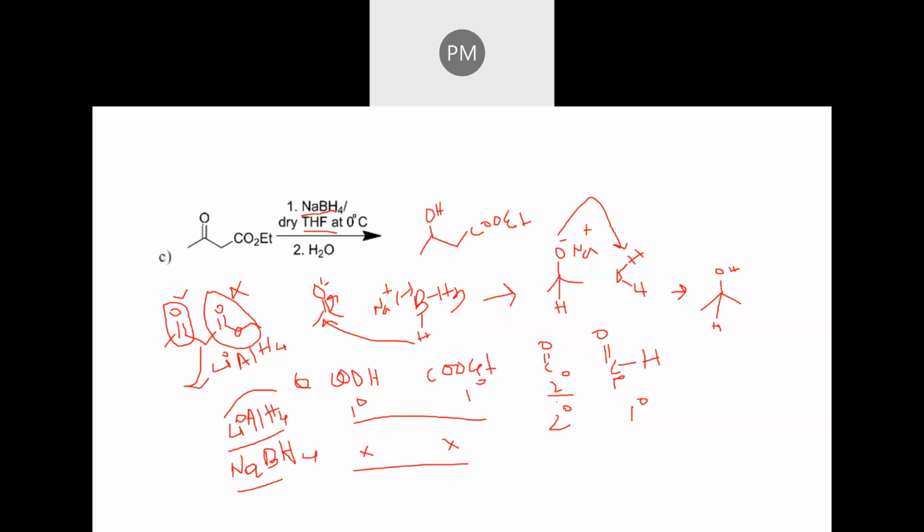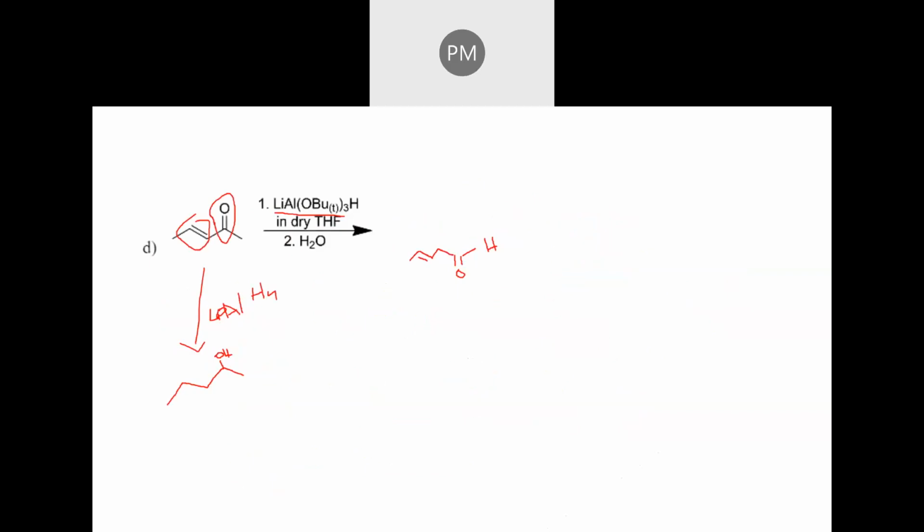So if you have seen in this example, there is one carbonyl center and one ester center present. But sodium borohydride does not reduce the ester center, it only reduces the carbonyl center. So the carbonyl center gives a 2-degree alcohol. So this will be our product. Only the carbonyl center is reduced, and the ester center is present as it is.